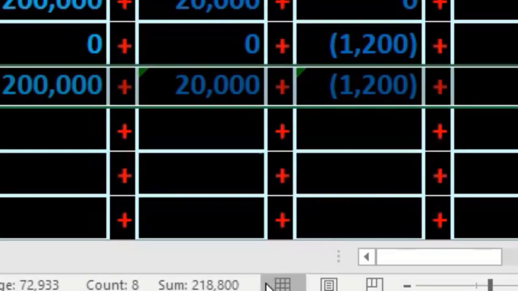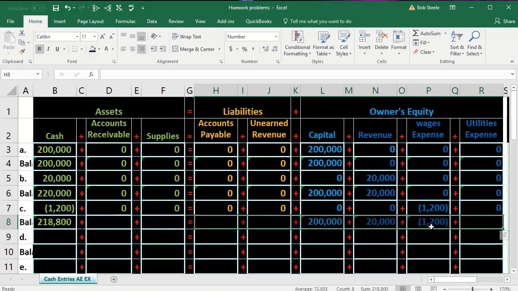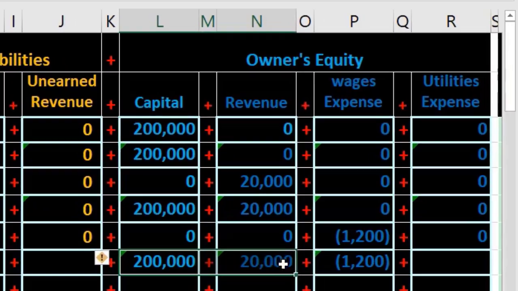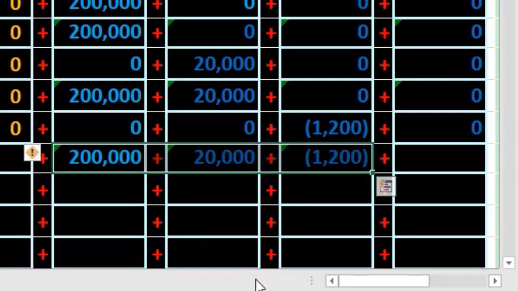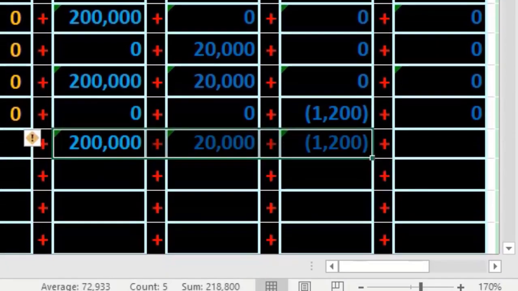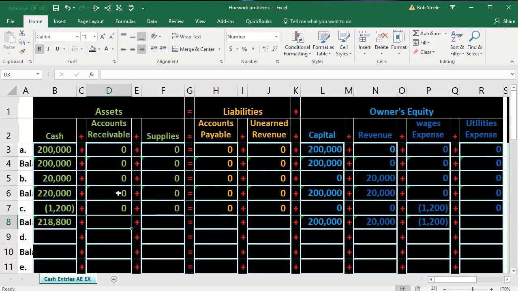Be mindful, however, that this is being subtracted because this is a negative number. So when I highlight this, it's saying 200,000 plus 20 minus the negative number gives us the 218,800. Next, I'm going to sum these up just to finish the sum function, although they are zeros.